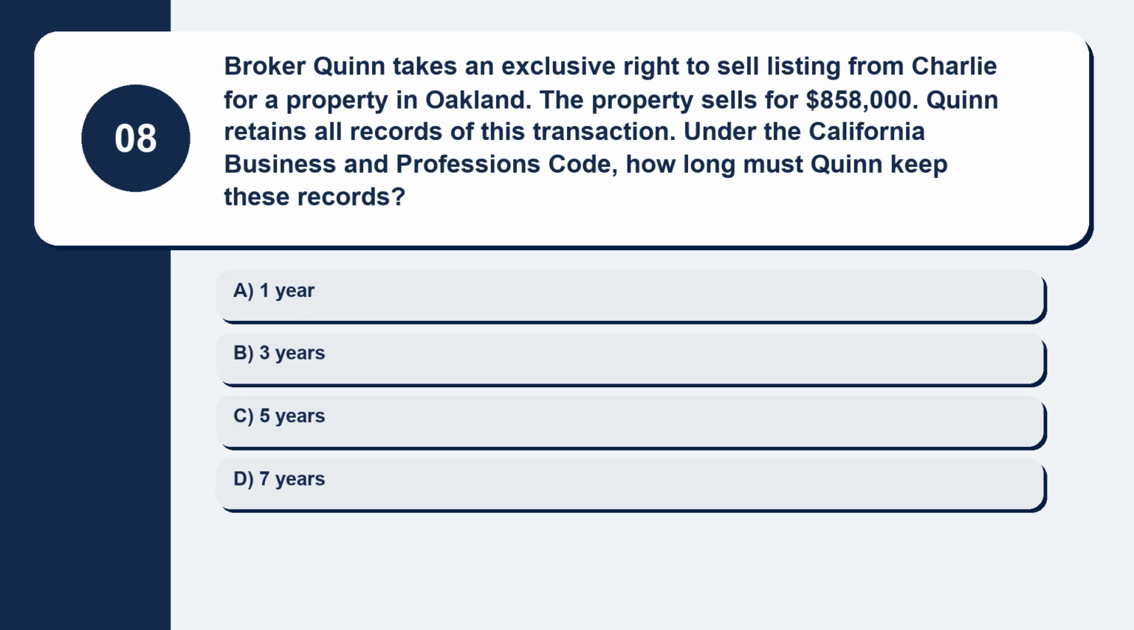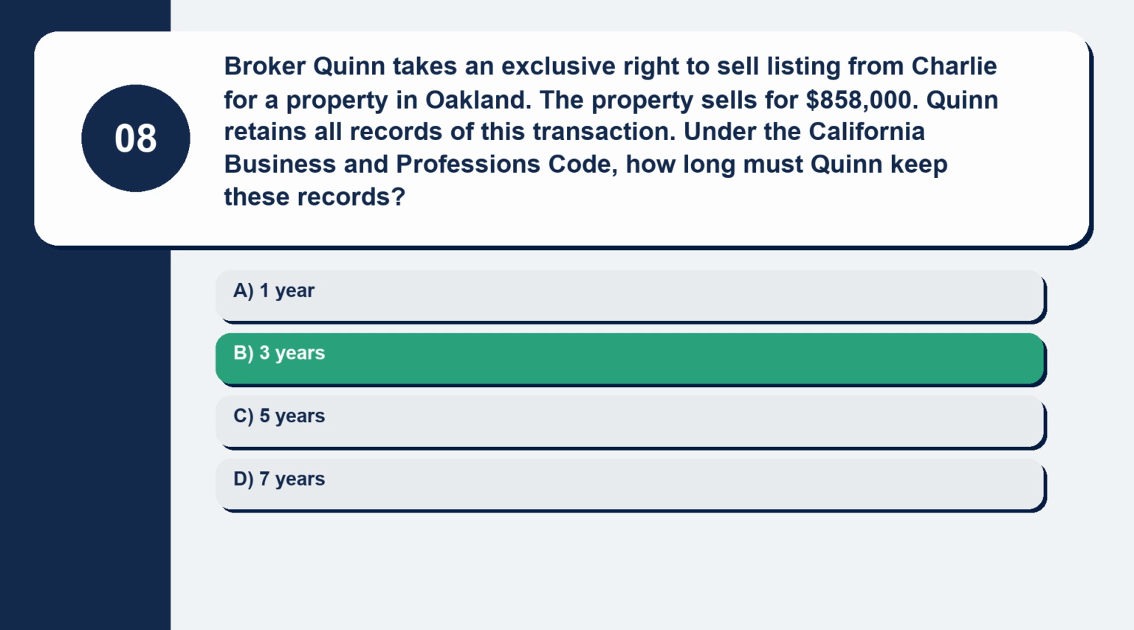Question 8. Broker Quinn takes an exclusive right to sell listing from Charlie for a property in Oakland. The property sells for $858,000. Quinn retains all records of this transaction. Under the California Business and Professions Code, how long must Quinn keep these records? Here are your options. Option A, 1 year. Option B, 3 years. Option C, 5 years. Option D, 7 years. The correct answer is option B, 3 years.